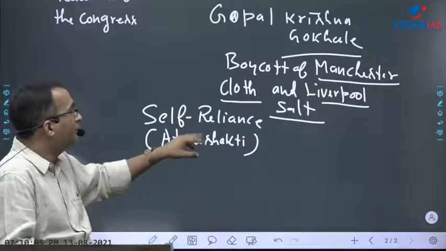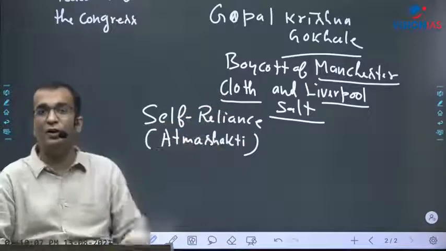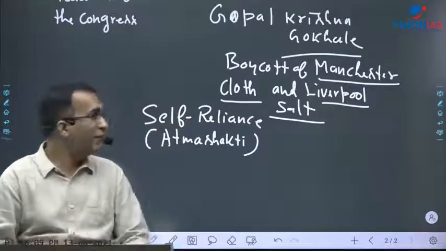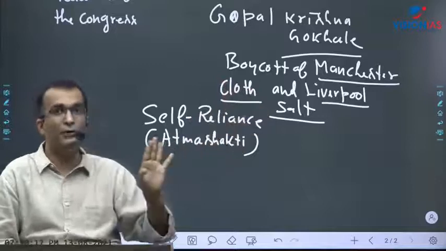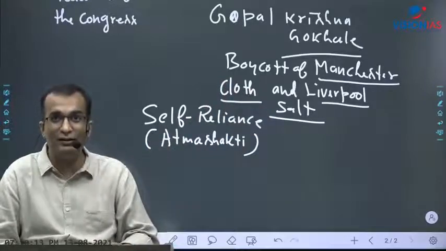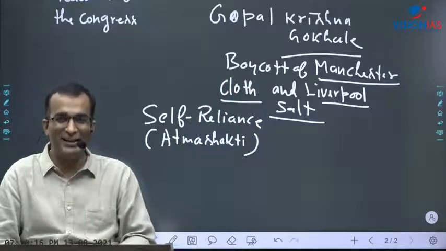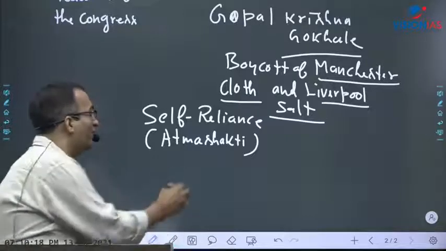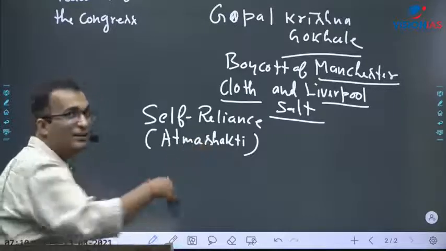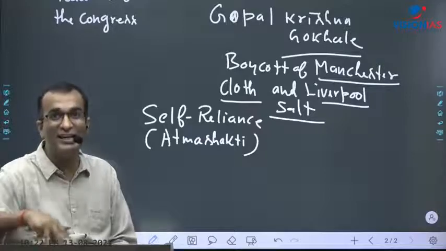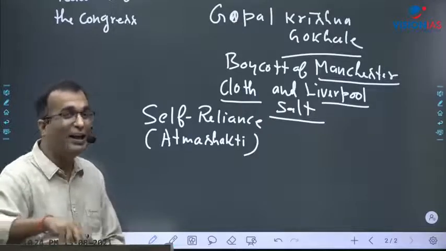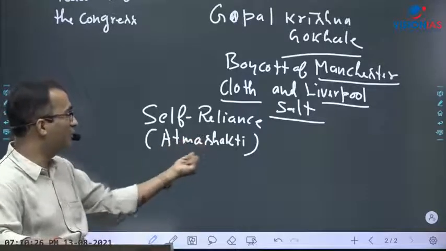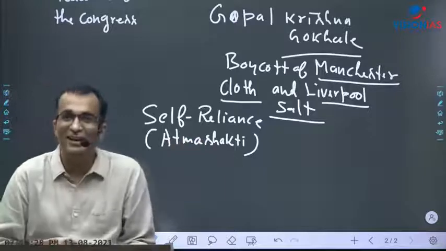Then Swadesi. For boycotting something like cotton cloth and Liverpool salt, you need to make it in India, made in India, make in India. So for that you will have to manufacture something in India, start something in India, and be self-reliant. Be self-reliant and be Atma Shakti.